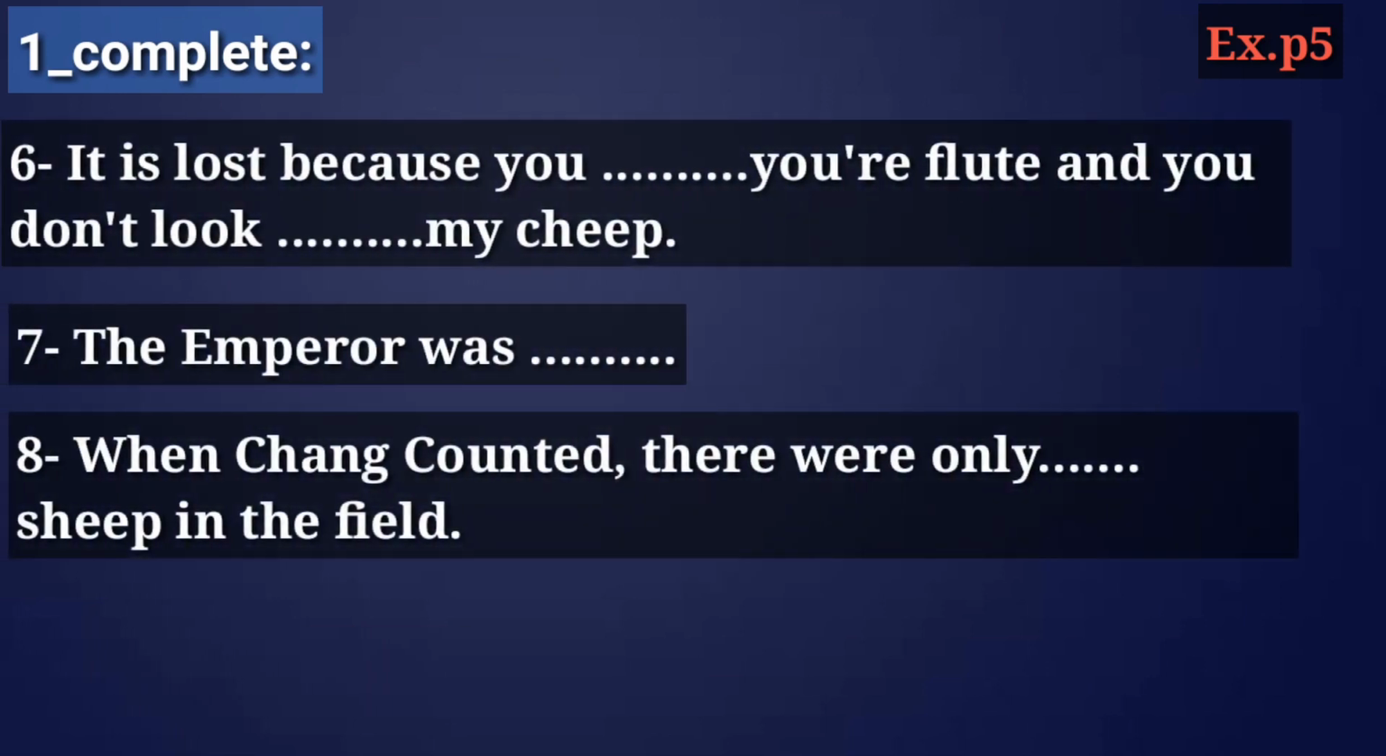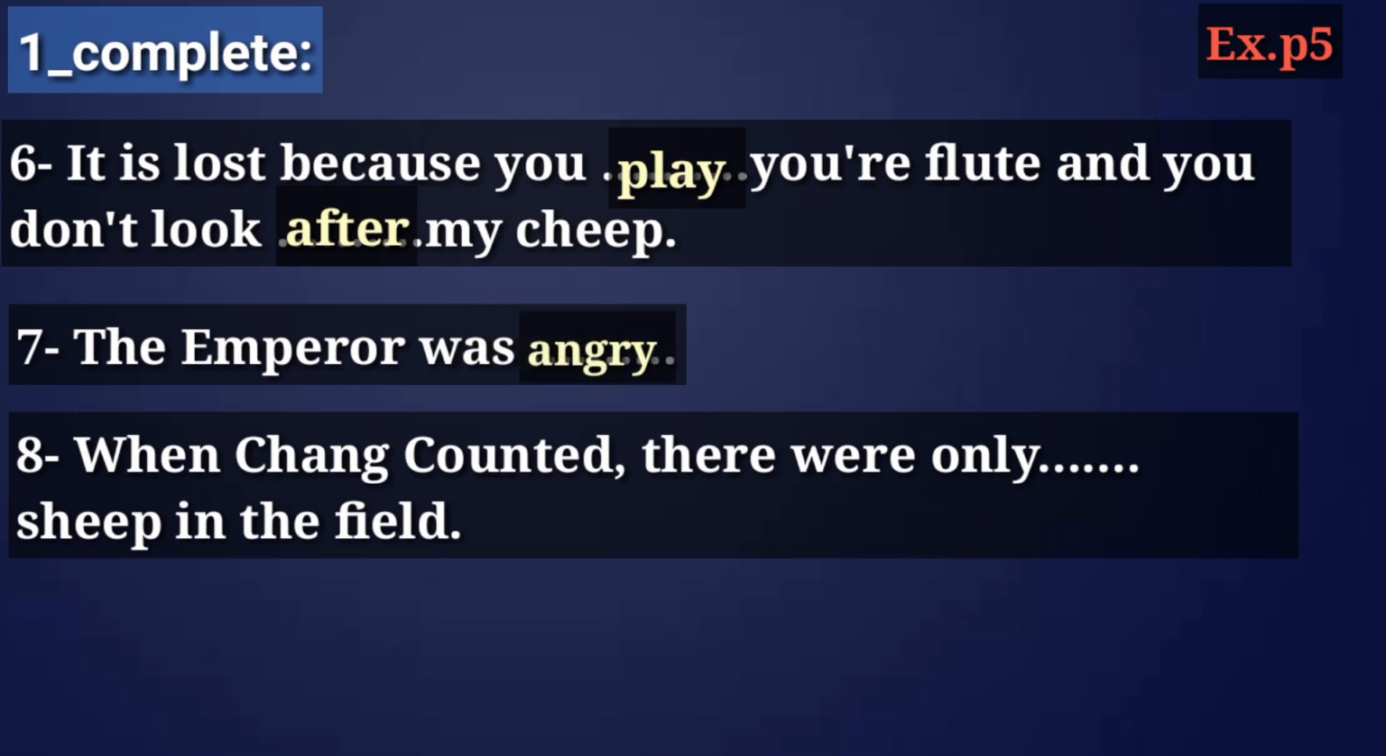Number 6. It is lost because you spaces your flute and you don't look spaces my sheep. The answer is play and after. It's lost because you play your flute and you don't look after my sheep. Number 7. The emperor was spaces. The answer is angry. The emperor was angry.